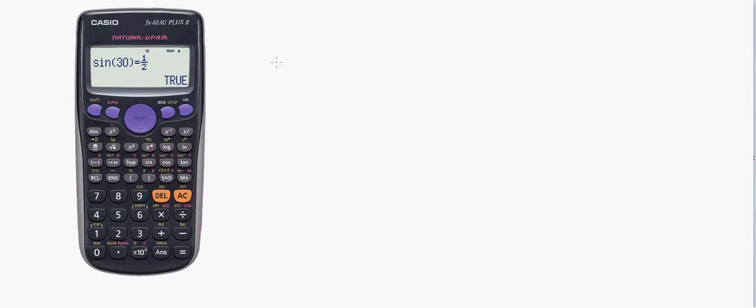Okay, so using a computer, using a calculator. I've divided this into two parts. One is just basic, and then the second one is more for trigonometry. So hopefully your calculator will look like this.